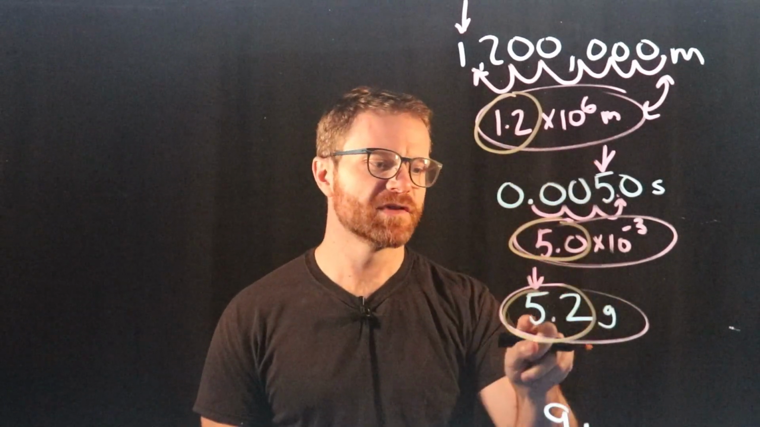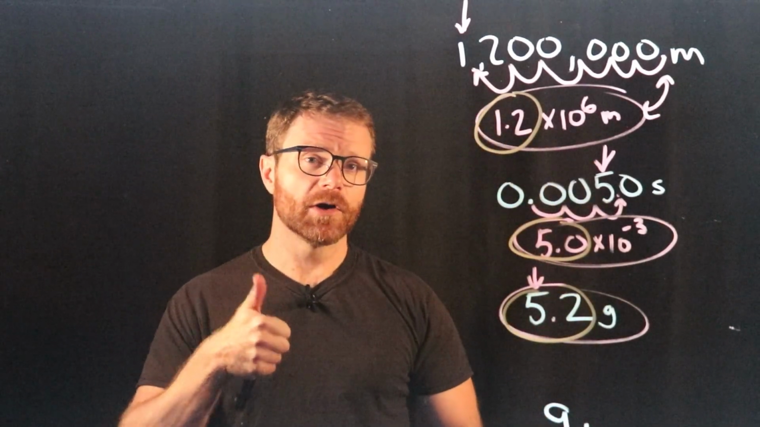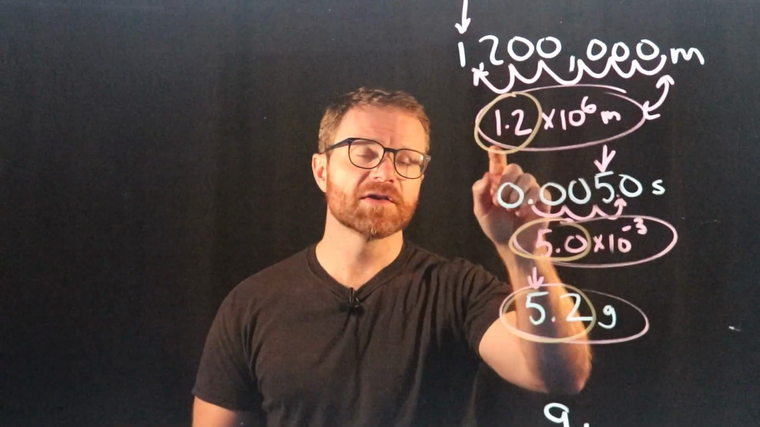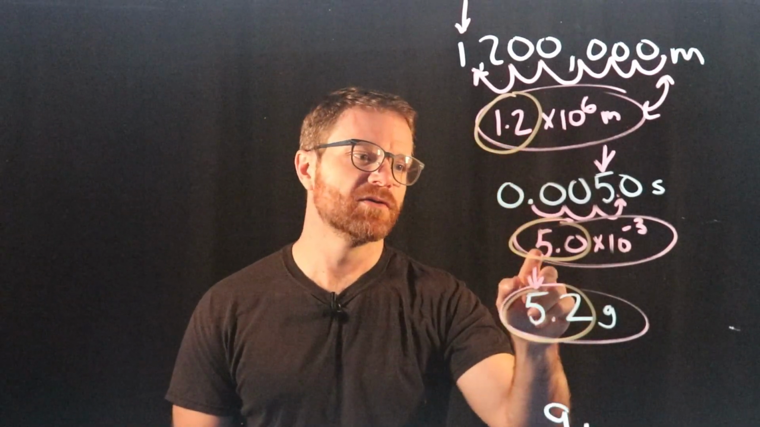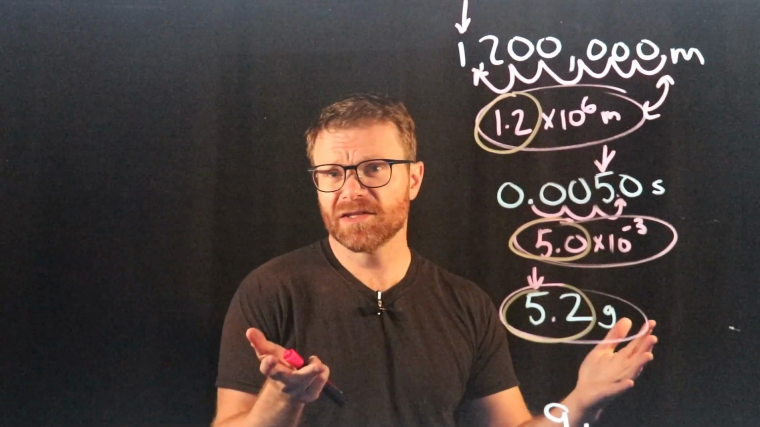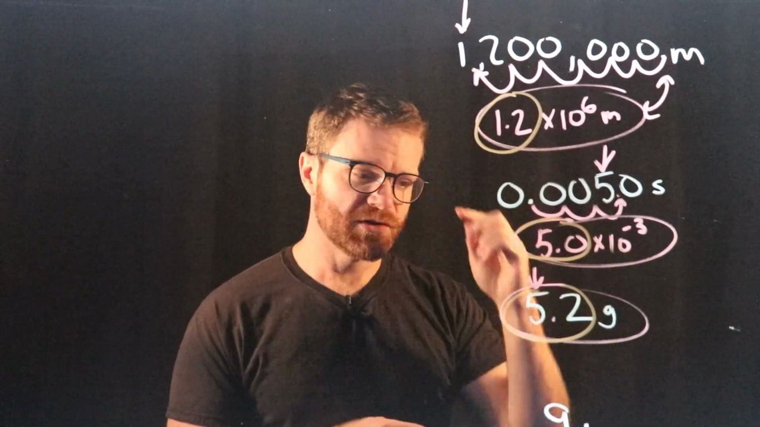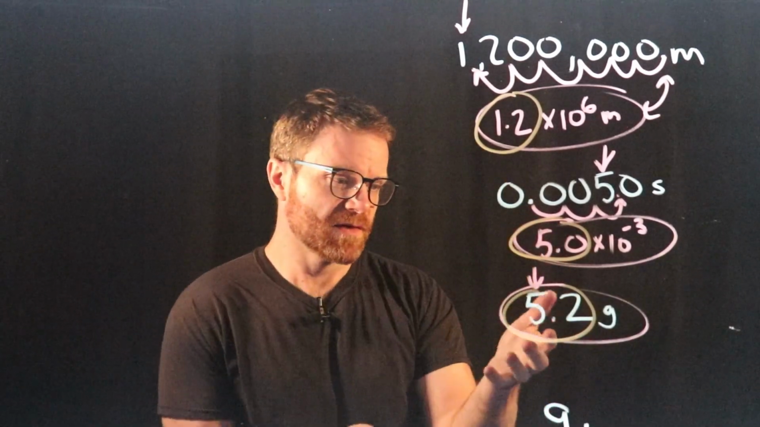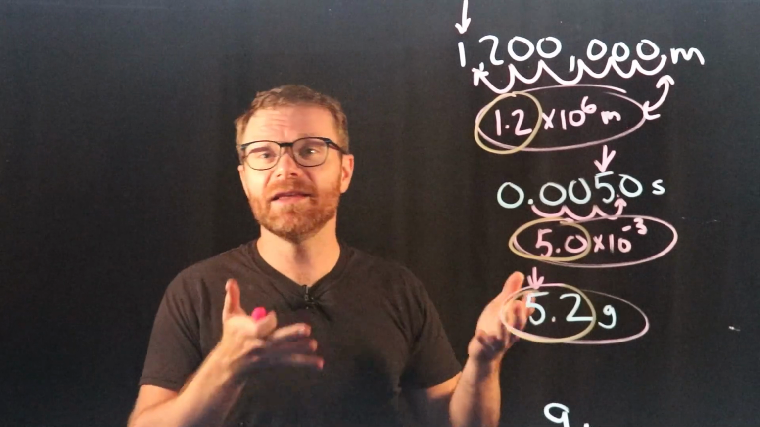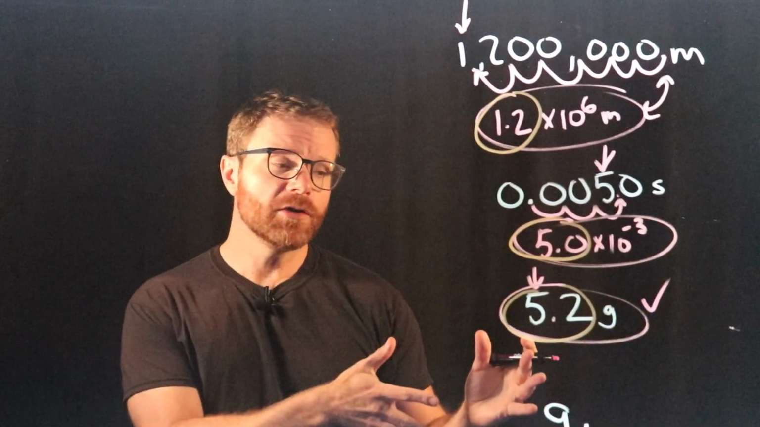And you'll notice all of them, 1.2, 5.0, 5.2, are numbers that are greater than or equal to 1 and less than 10. They're all single digit numbers. And so that's just the secret. Any number in scientific notation, the coefficient, the number in front, is just between 1 and 10. So since 5.2 is between 1 and 10, it's already in scientific notation. So this one's done.